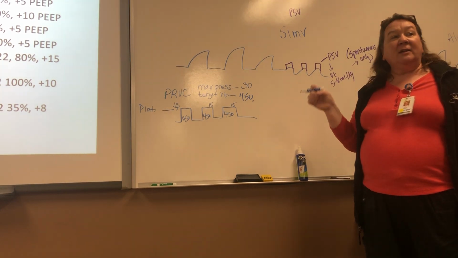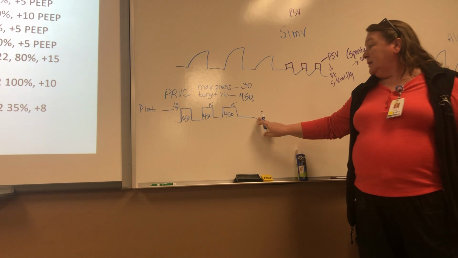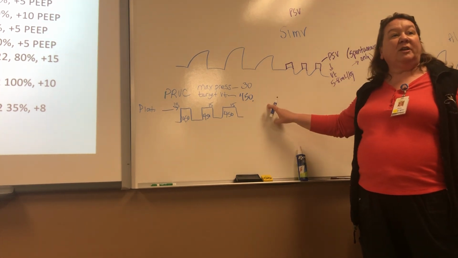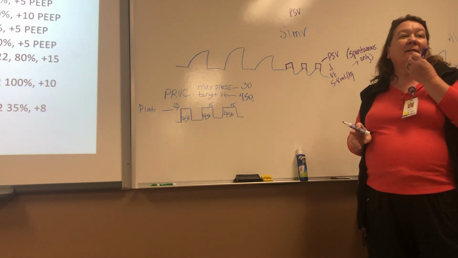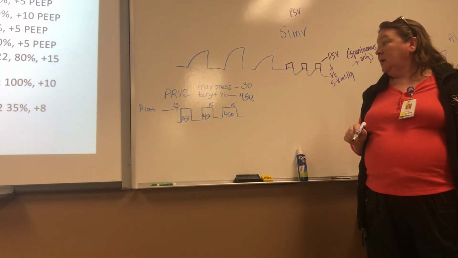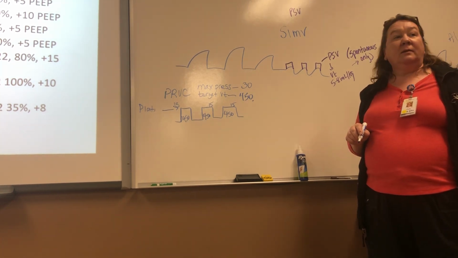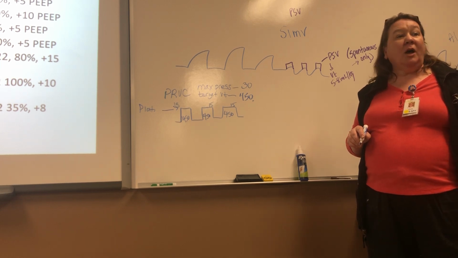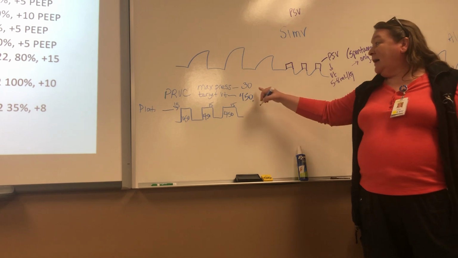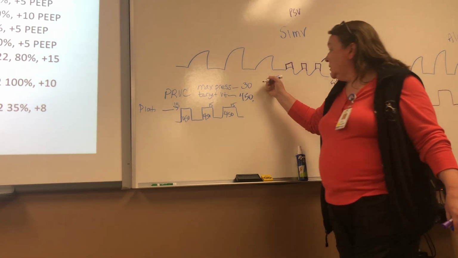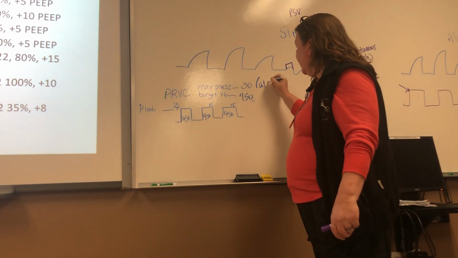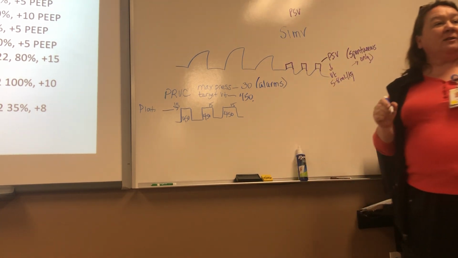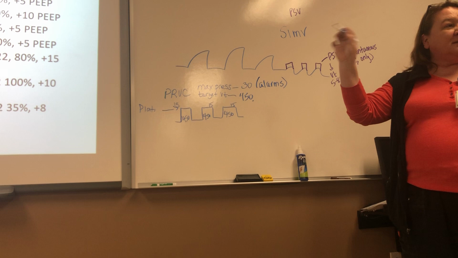But the advantage to PRVC is if your tidal volume begins to change, then the pressure can change as well. Haley? So you set a max pressure and it only gives the minimum amount of pressure you needed to reach the target? Yes. And it will not go above that 30. No. Okay. And this is set in the alarms. So this max pressure you have to set in the alarms. So when you're going to set PRVC and you're given a max pressure, you're going to go to the alarm limits and set that max pressure.